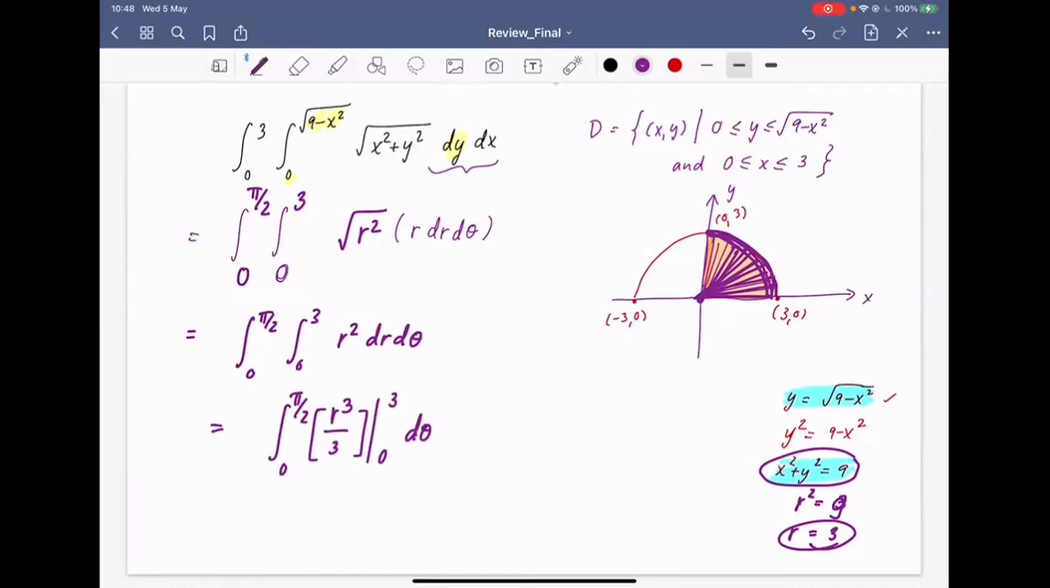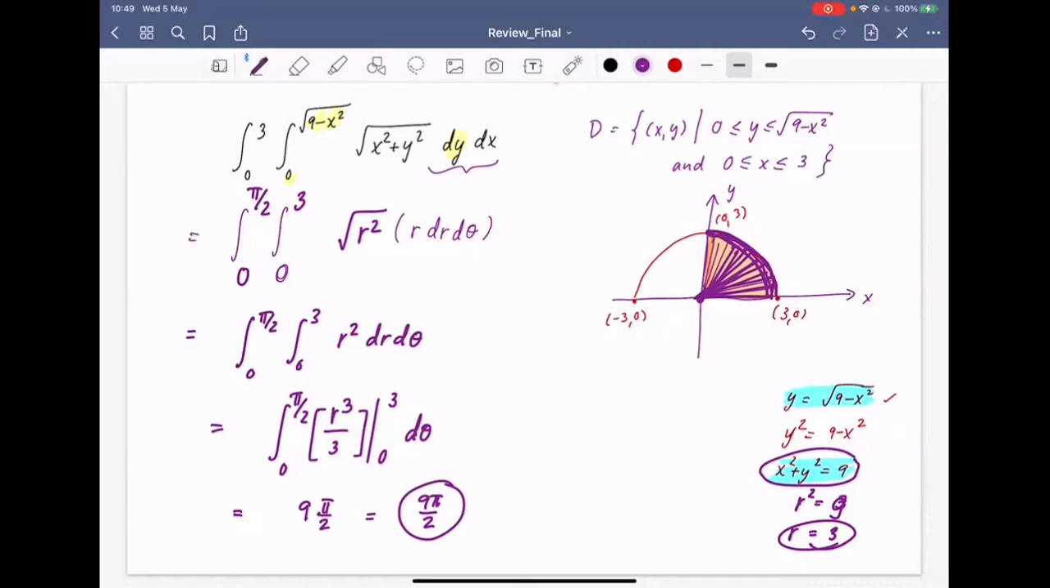Okay, and that will be, well, 3 squared is 9, 3 cubed is 27, and then over 3 you get 9. So that means you get 9 times pi over 2. Just integrate it. So the answer is 9 pi over 2. That is your answer. Well, pretty simple and easy when you do polar coordinates.